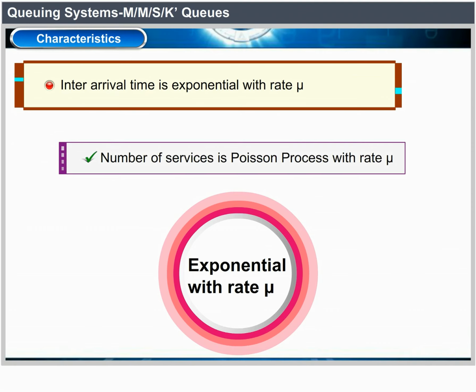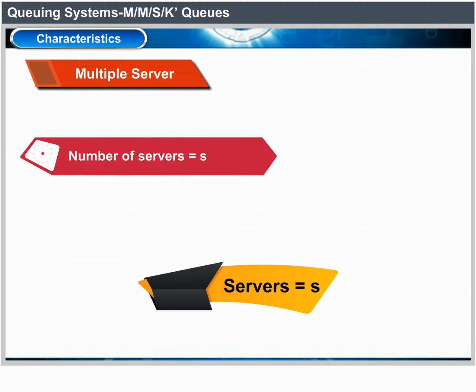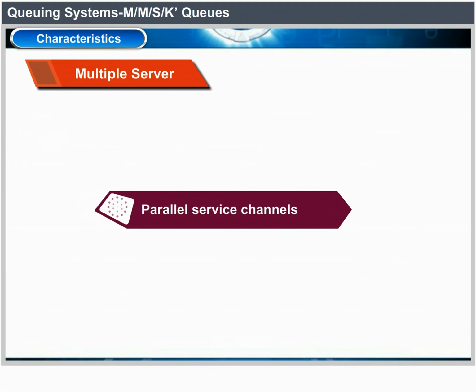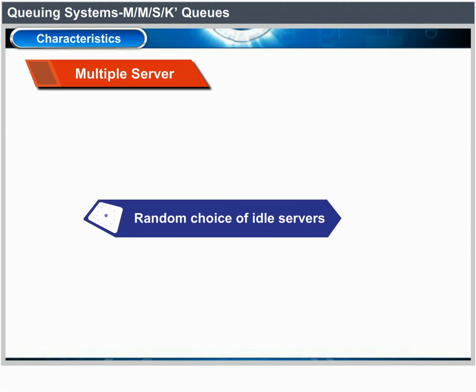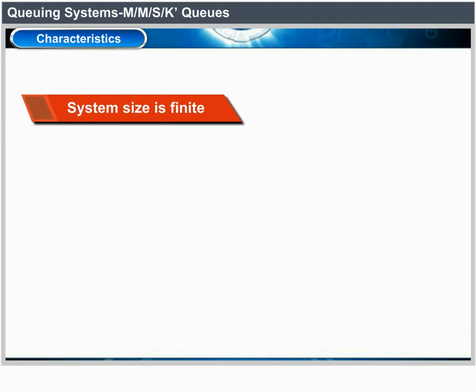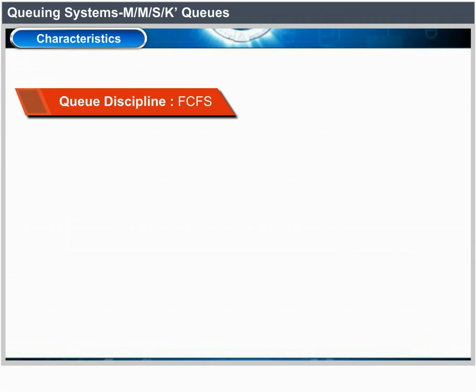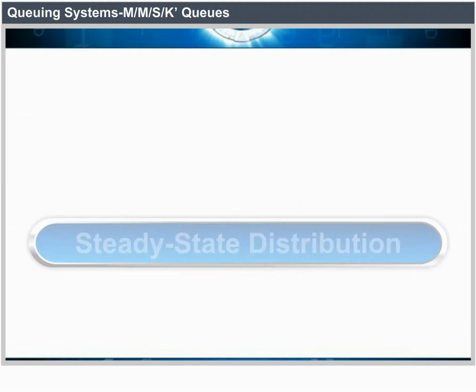Multiple server: number of servers is equal to S. Independent servers, parallel service channels. Identical servers, random choice of idle servers. System size is finite: total number in system less than or equal to K. Queue discipline FCFS. Notation: M/M/S/K/FCFS.